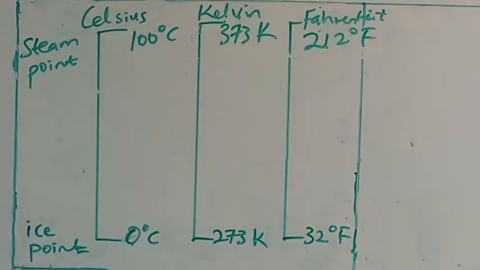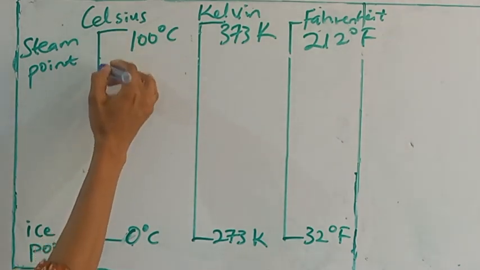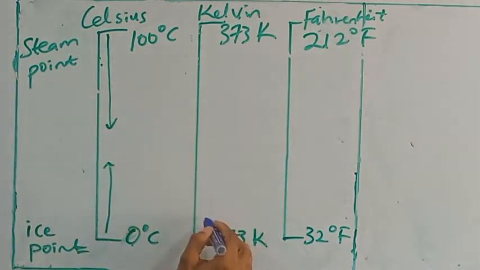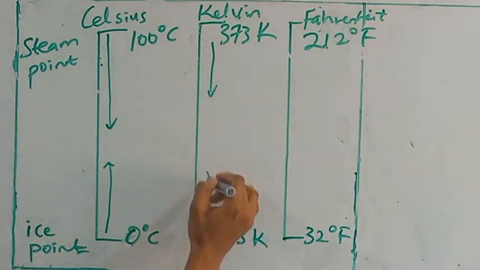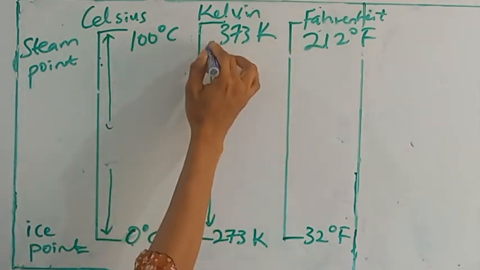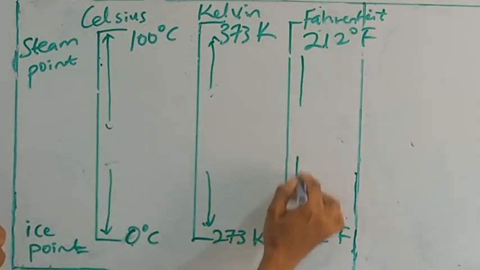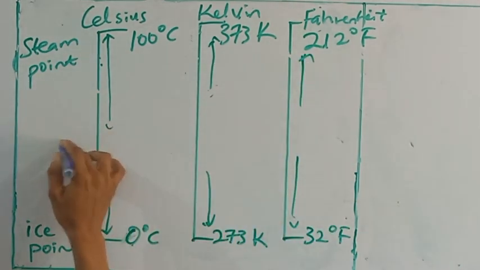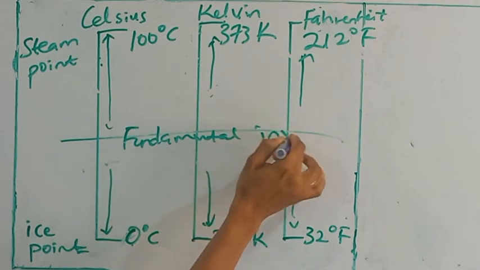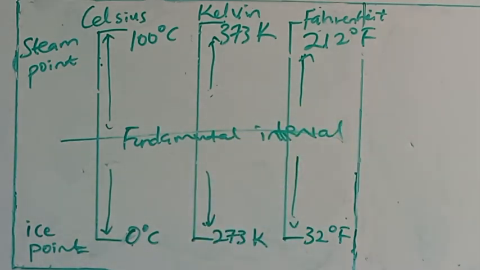Just know the ice point and the steam point. Any other thing in between it is called the fundamental interval. Anything in between it is the fundamental interval. Now let's look at how to apply this in solving calculations.